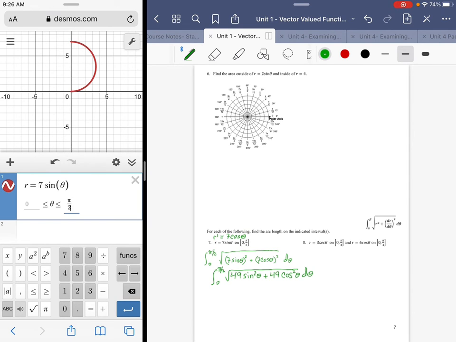Factor out the 49. Radical 49 becomes 7. And we're left with the square root of sine squared plus cosine squared. Sine squared plus cosine squared is equal to 1. So the square root of 1 is 1. So we're looking for 7 times the integral of 1 d theta. So 7 theta over the interval of 0 to pi over 2, which is going to be 7 pi over 2.